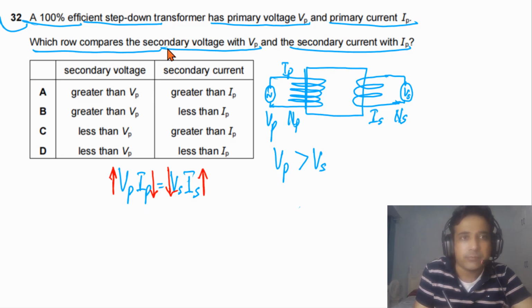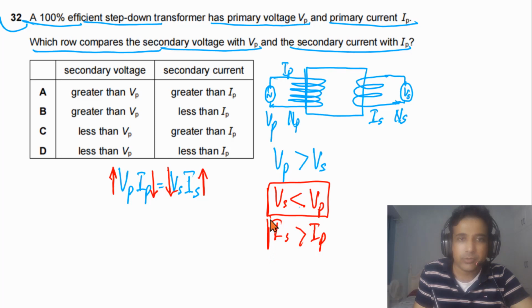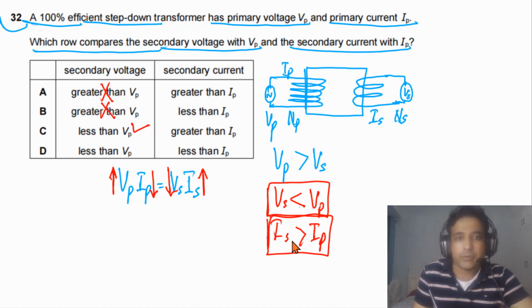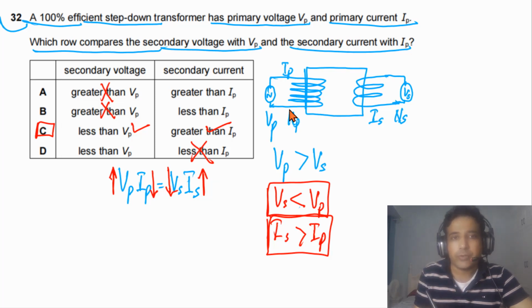So the question is asking which row compares the secondary voltage. The secondary voltage Vs has to be less than Vp, and Is has to be greater than Ip. These 2 points you need to understand. So Vs has to be less than Vp, so this one is not possible, but this can be possible, Is greater than Ip. So the answer for this question is C. This one is incorrect.